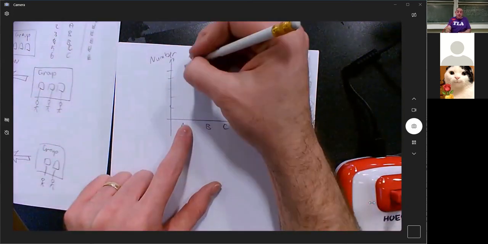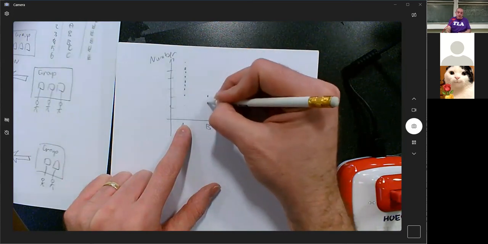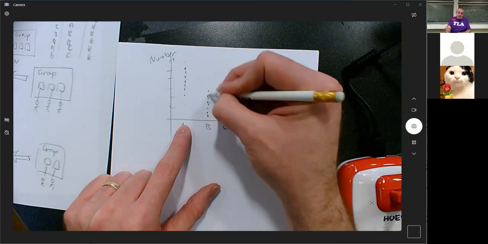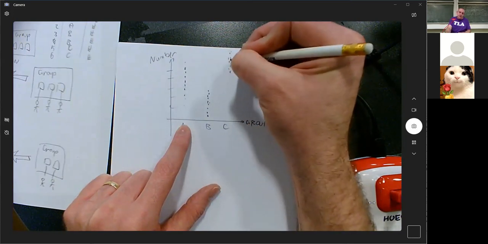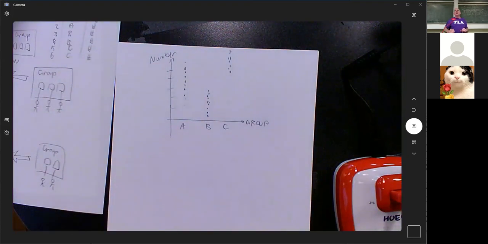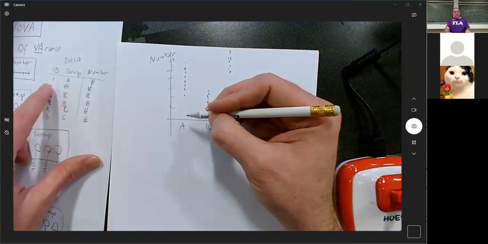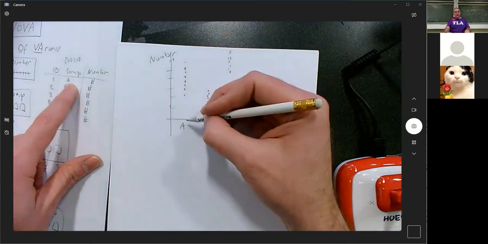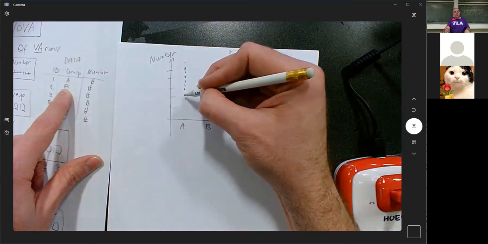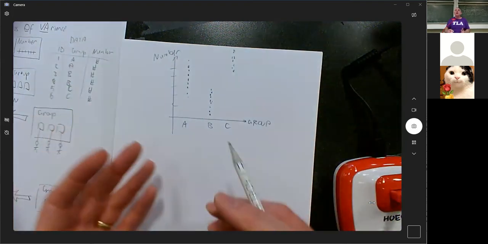So maybe the people in group A are spread out like this, and the people in group B are all like this, and the people in group C are all like this. How do you feel about this graph and what it means? Each person lines up with what group they're in. So this person 1 is in group A and they've got a number, and I draw a dot lining up with their number. And this person is also in group A and I draw a dot lining up with their number. And this person's in group B and I draw a dot lining up with their number. And all the people have a dot of their own.